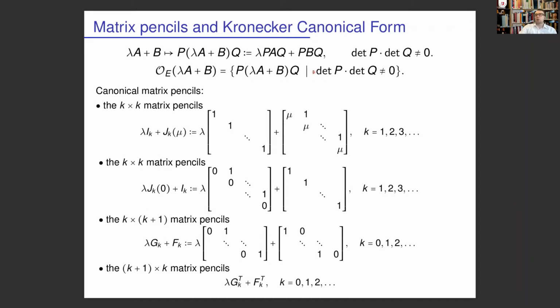Luckily, we still have a canonical form. Now it's called Kronecker canonical form, and it's recalled here. The first two types of summands correspond to so-called finite and infinite eigenvalues. So those are the eigenvalues. And now we have two new types of summands that are called left and right minimal indices, and they correspond to the singular part of the matrix pencils. They are here.